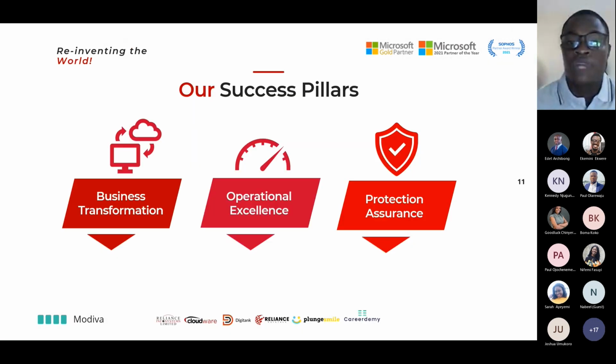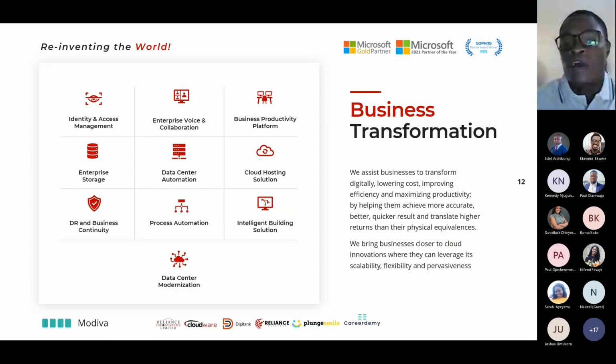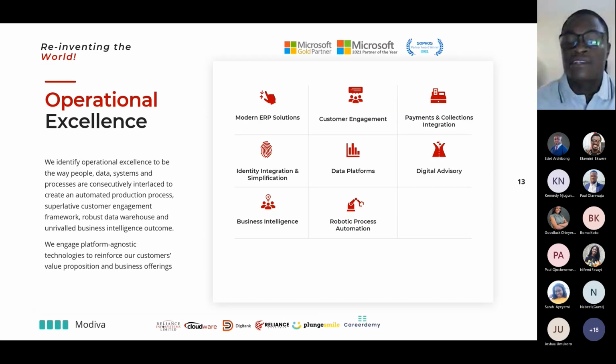We operate with our 3 success pillars, which define our solutions and the services we render to our customers. Starting with the business transformation pillar, we help businesses like yours transform digitally, improve efficiency, and maximize productivity. We have solutions to achieve these goals, such as process automation, identity and access management, and data center automation, to mention a few. And we have the operational excellence pillar.